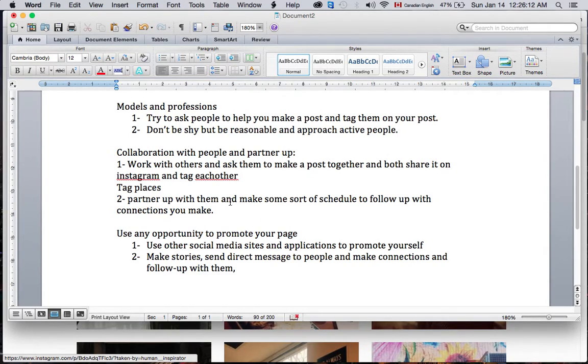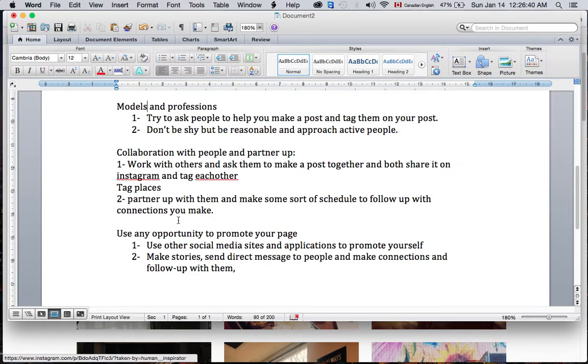Partner up with them. So partner up with the people that you start to work with. Talk to them and tell them that we're both going to work on something. We're both going to benefit from it, and make some sort of a schedule to follow up with them. Don't just use them once. Even with one time maybe you get the benefit of it, but be consistent.